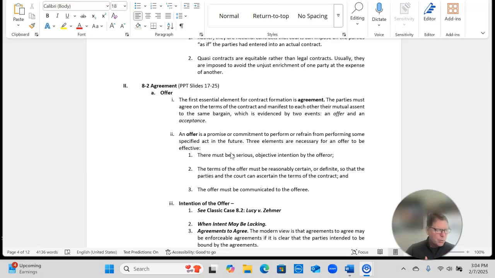And then the last one that is not an offer is what we call advertisements. So an advertisement is kind of a tricky one. The general rule is we say advertisements are not offers. And when you think about why an advertisement wouldn't be an offer, it makes sense. How would we do that, right?